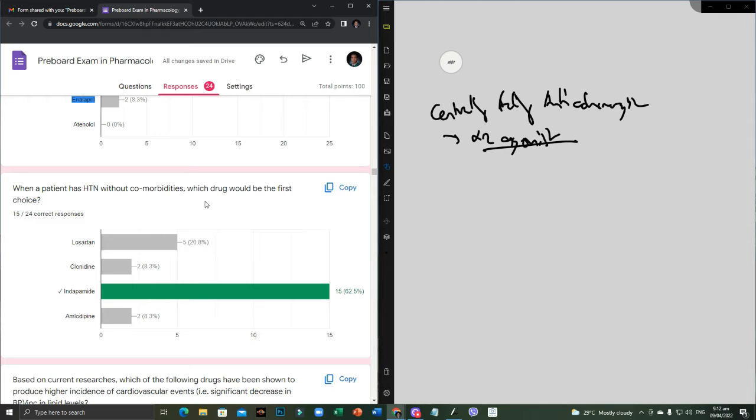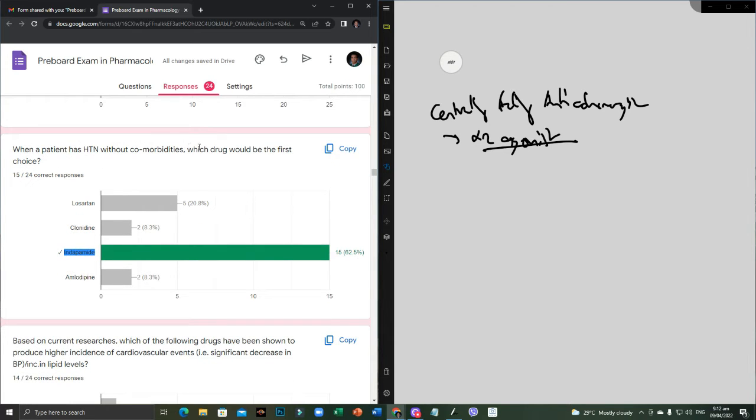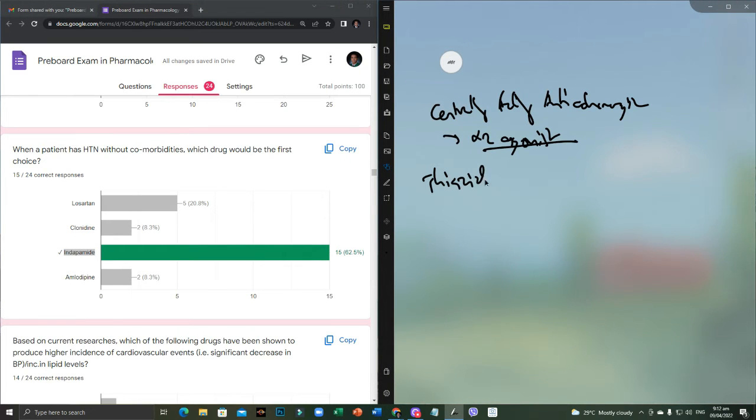When a patient has hypertension without comorbidities, which drug will be the first choice? Very good, it's indapamide. Why indapamide, class? No comorbidities. Indapamide is considered to be a thiazide diuretic. Based on our guidelines, for hypertension, the drug of choice, or the starting drug ideally, would be a thiazide diuretic.